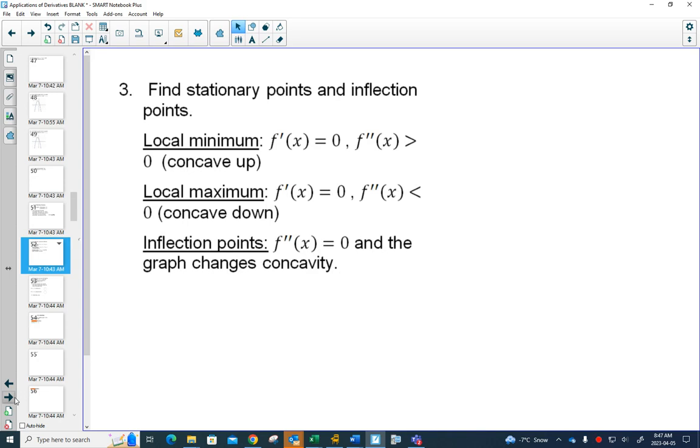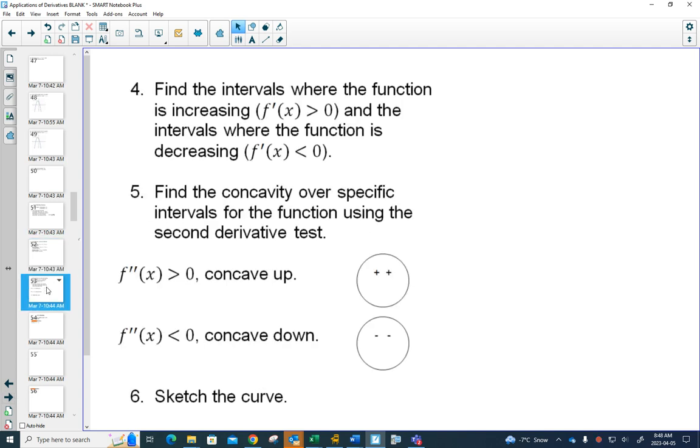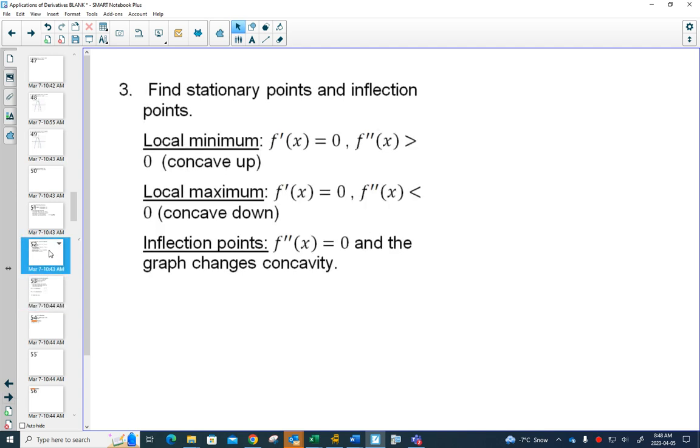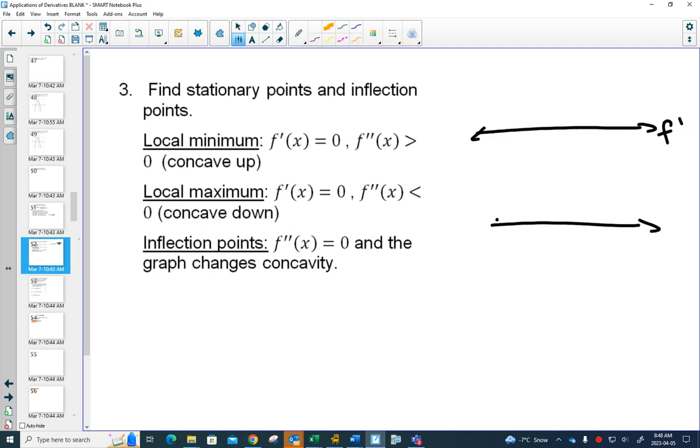Next, you're going to find your stationary points and your inflection points. So in this step, I've actually got it in step four, but this is where you would probably do, if you want to draw a visual for this, your number line for your first derivative, your number line for your second derivative, and find your inflection points and maxes and mins. I put this in here just to remind you of the second derivative test.